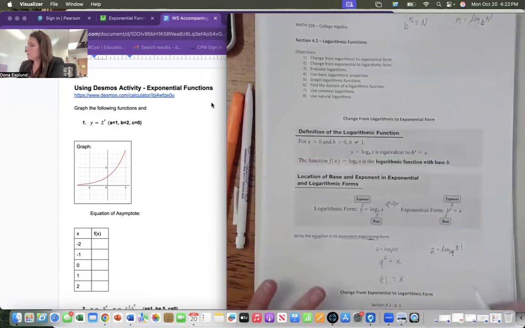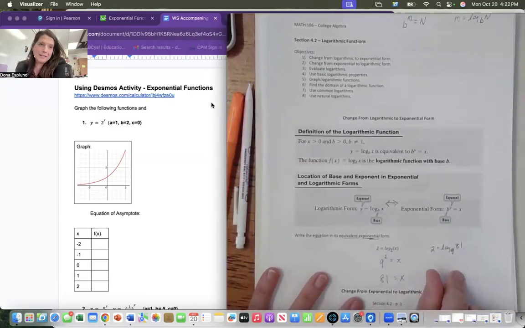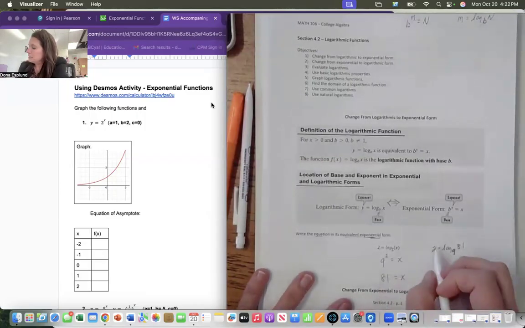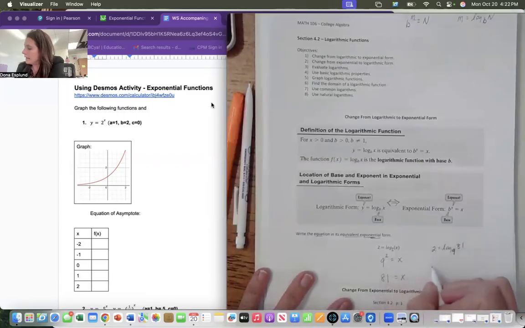I want you to get so good at this. I've got a Quizlet, but I'm also going to do a couple more. Let's do another one. Let's say I have log base 4 of 16. Again, this is 4 to what power is going to be equal to 16? And you would say, well, that has to be 2. So log base 4 of 16 is equal to 2.